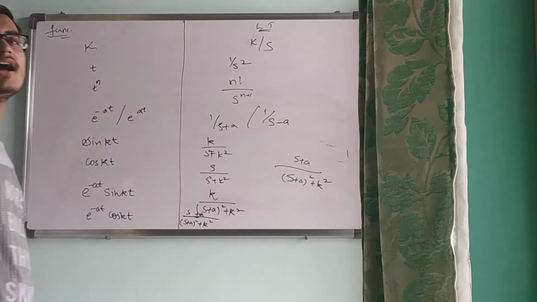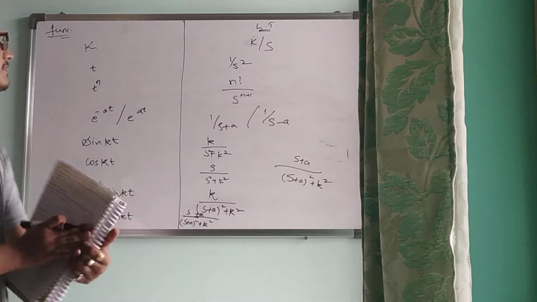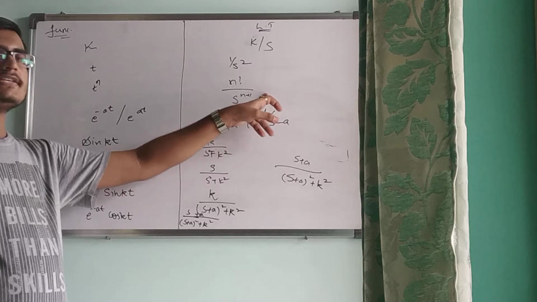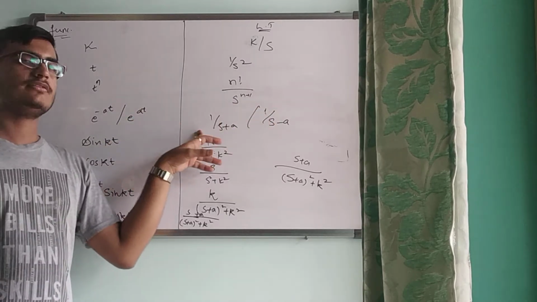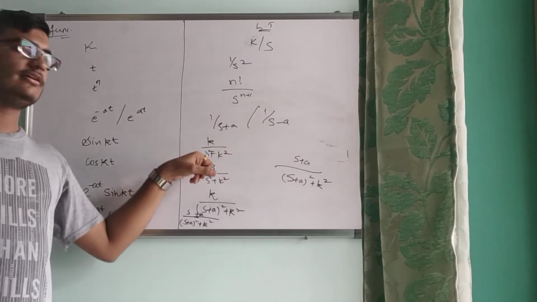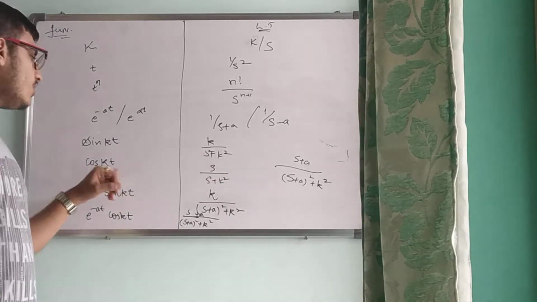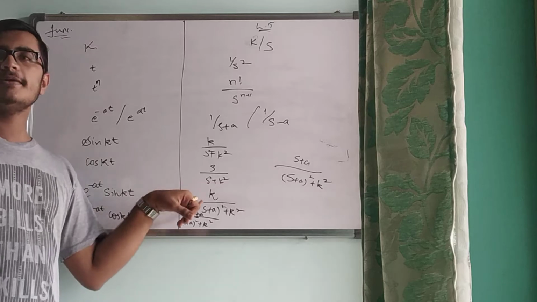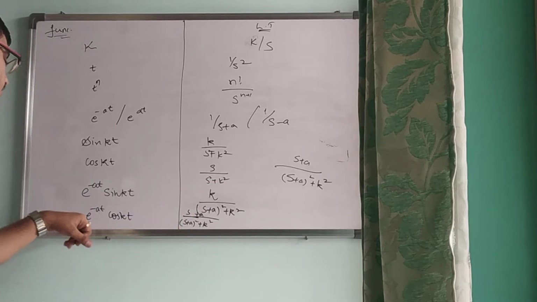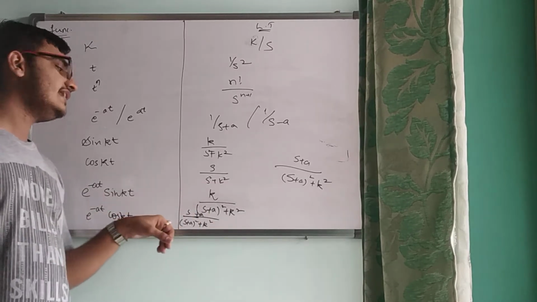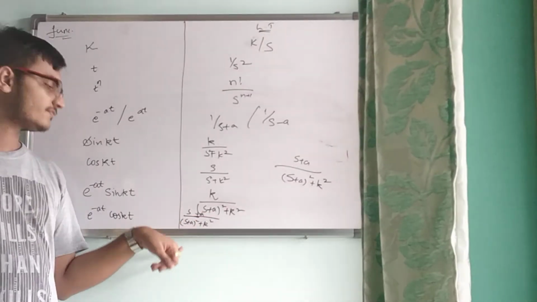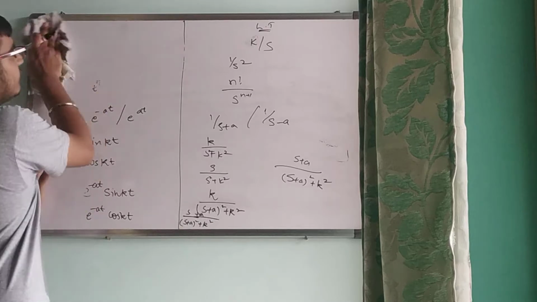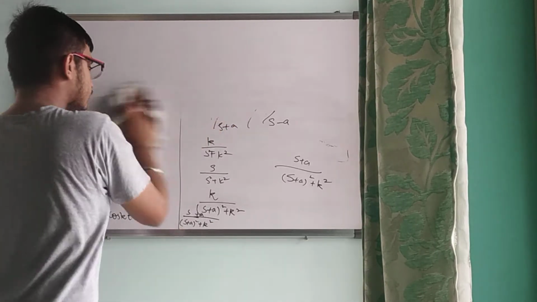And many more formulas you have. Please check them in your notes. So the Laplace transform of a constant is k by s. T power n is n factorial by s power n plus 1. E power minus at is 1 by s plus a. Sin kt is k by s square plus k square. Cos kt is s by s square plus k square. E power minus at sin kt is k by s plus a whole square plus k square. E power minus at cos kt is s plus a by s plus a whole square plus k square, and so on. Many others you have. Kindly go through the notes.